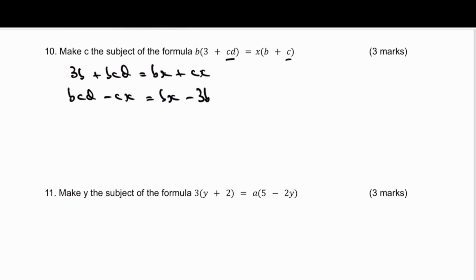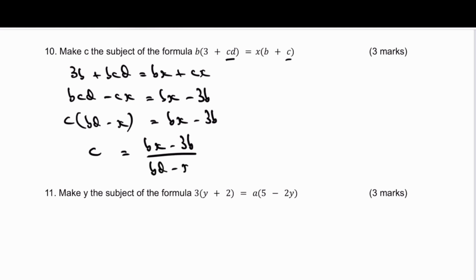Well, I'm absolutely fine with bx minus 3b, but what I can do is factorise for c as c(bd minus x) equals bx minus 3b. And if I divide through by bd minus x, what I'm going to get is c equals bx minus 3b all divided by bd minus x, and that would be the answer to that particular question. Okay, so let's move on then to question number 11.